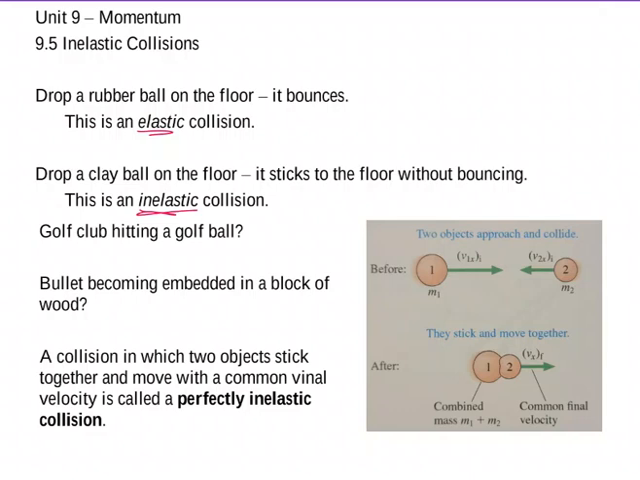But when you hit it with the golf club, it's not bouncing. So what happens when the golf club hits the golf ball? Do they get stuck together? That'd be funny. No. It's like a bounce, right? So is the golf club hitting the golf ball elastic or inelastic? It's elastic. The bullet becoming embedded in a block of wood. Inelastic. That is inelastic.